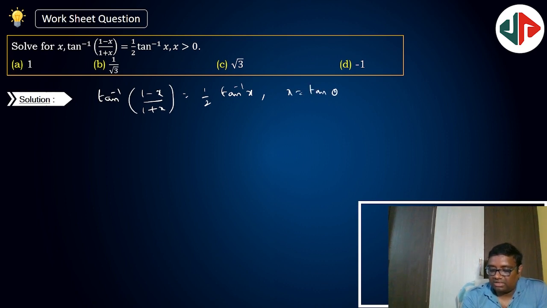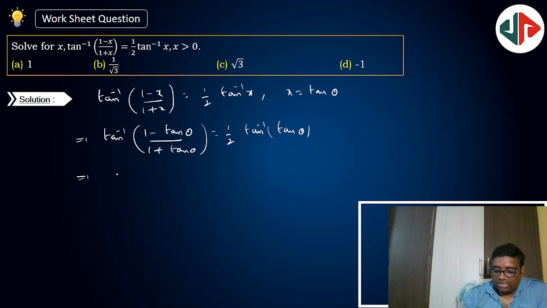So theta always lies between 0 to pi by 2. So it becomes tan inverse of 1 minus tan theta by 1 plus tan theta, which is always equal to 1 by 2 times tan inverse of tan theta. So it is nothing but tan inverse of tan of pi by 4 minus theta.